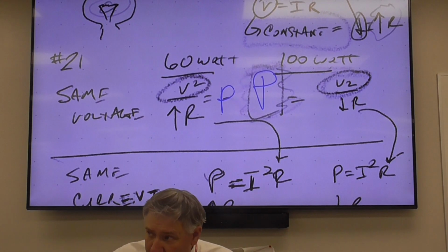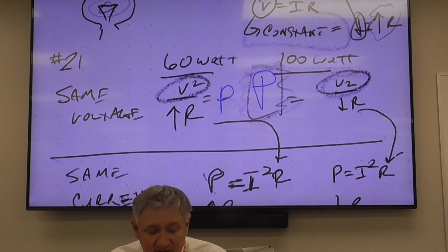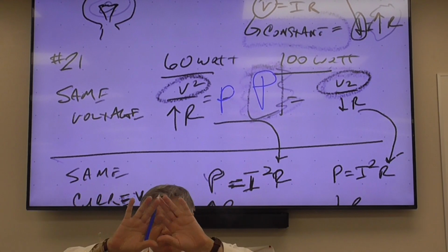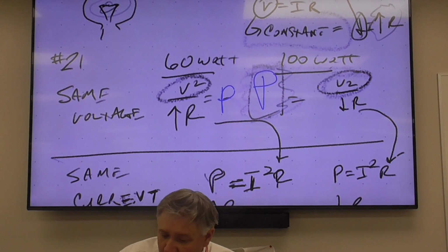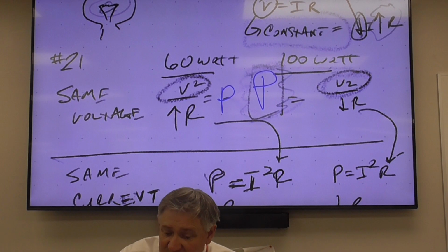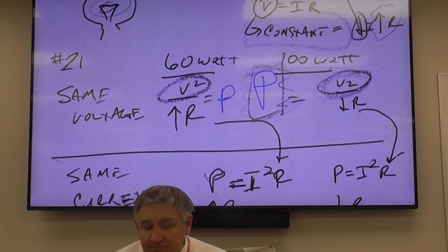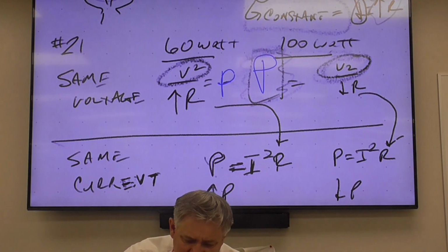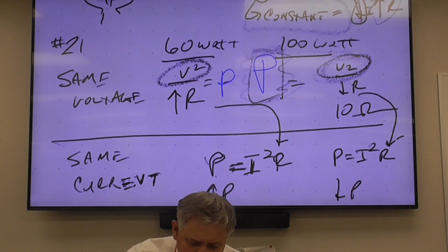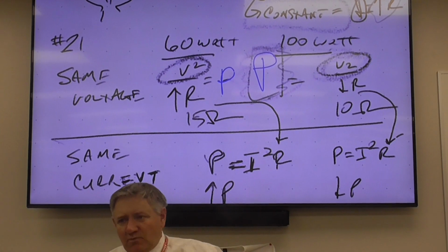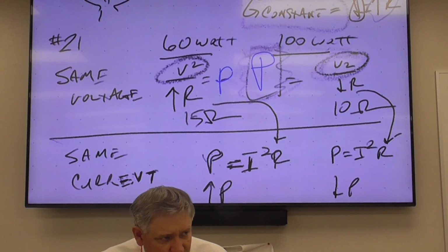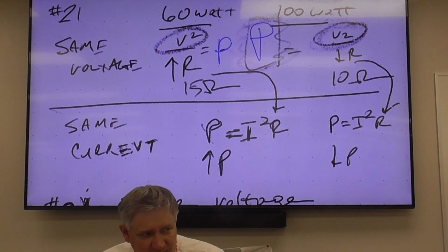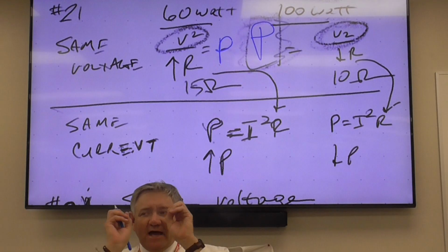So the 100-watt bulb has less resistance. The 60-watt bulb has more resistance. So that's the baseline that we have to establish. The 100-watt bulb is going to have less resistance if the voltage is the same. So here's the thought process. Let's just make up a number. Say that's 10 ohm, and let's say that's 15 ohm, whatever it is, just pick a number, 10 and 15.